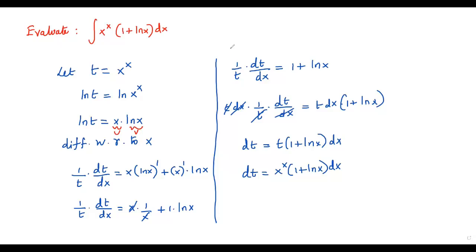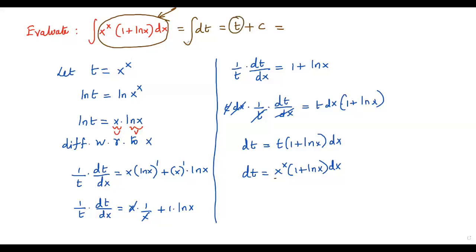Now what I need to do is find the integration of this one, equals to integral of x to the x power times 1 plus ln x dx. Whatever stuff we have over here, the same we have here, so that is equal to dt. So the part which I circled over here can be replaced by dt. So we get integral dt. The integration of dt is just t, and we have to add integral constant c.